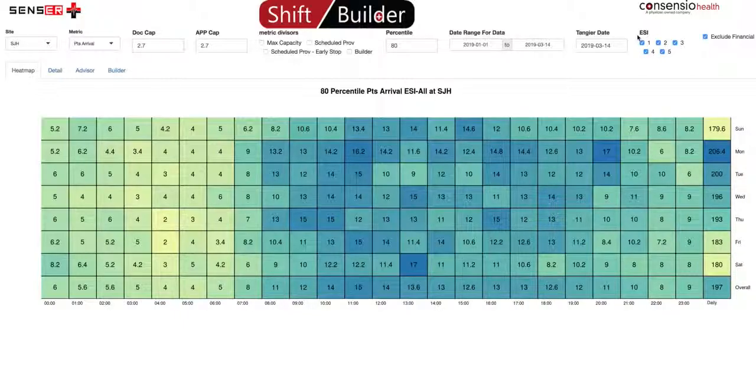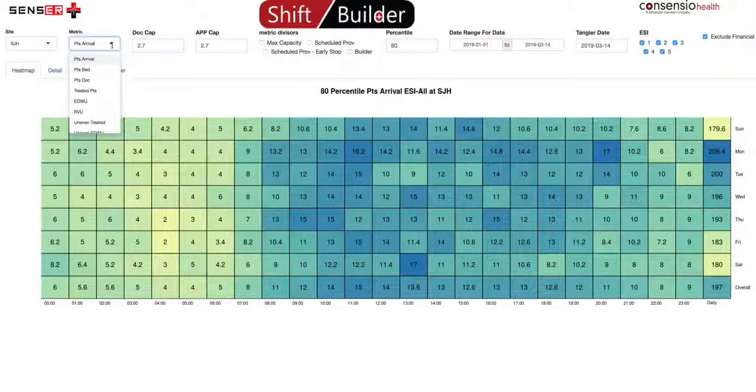And for one of the metrics, we use billing data in order to arrive at the revenue value units that are arriving at any particular hour. Next, you can choose a particular site that you'd like to look at. Once you choose that, you can choose a metric that you'd like to observe. We have a number of metrics here.